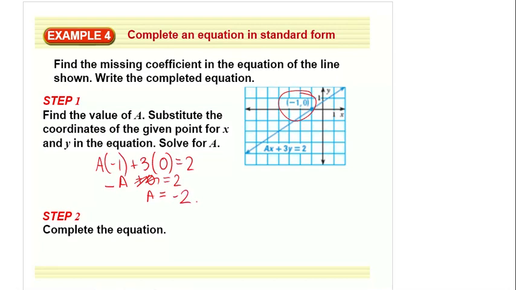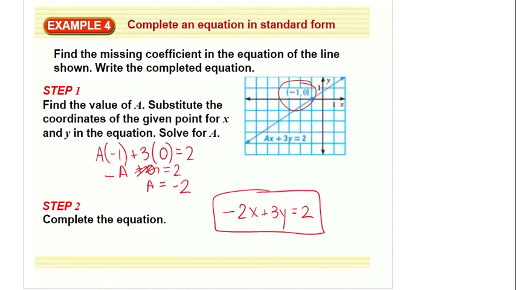And our final answer, if it says to complete the equation, we found a. Now I can plug that in and say that my actual equation would be negative 2x plus 3y equals 2. So as you continue on to practice putting things into standard form, reminder, you can't automatically jump into standard form. You need to choose to do point-slope form or slope-intercept form first and then move things around.